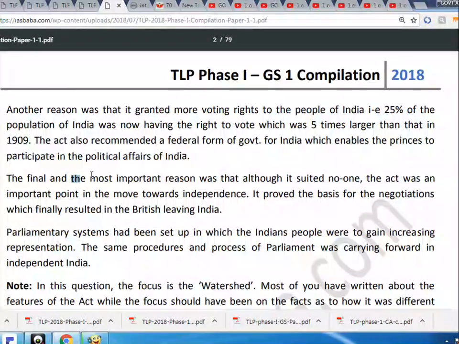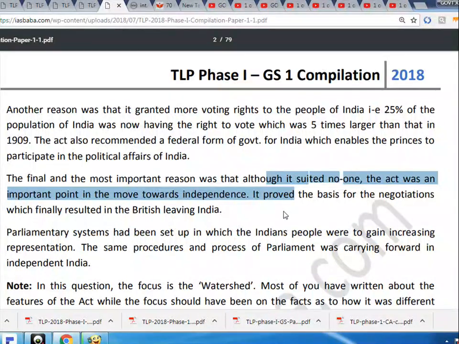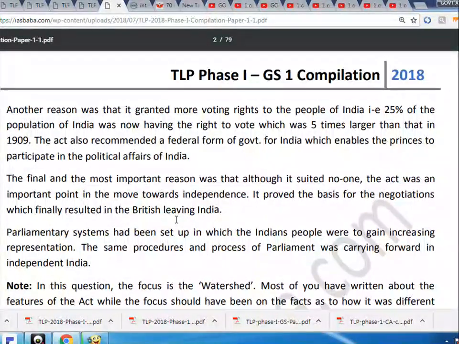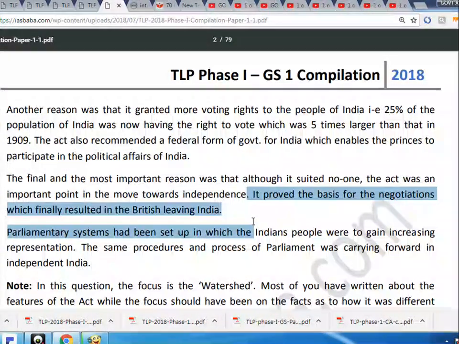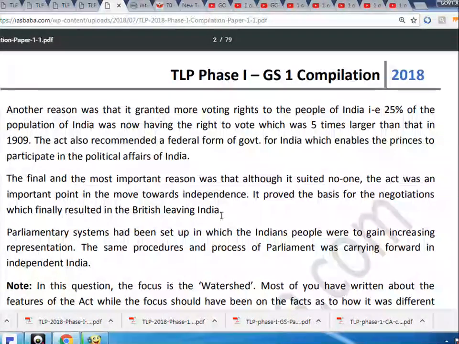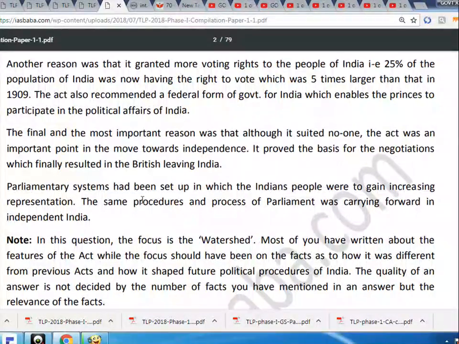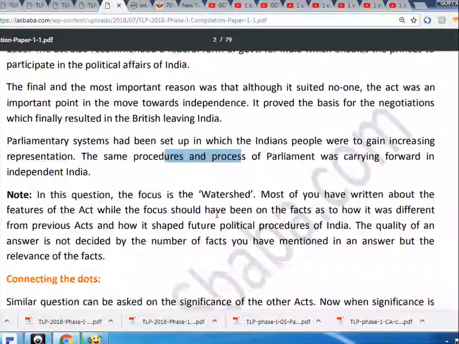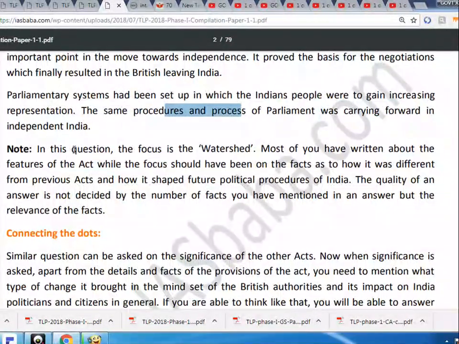The final and the most important reason was that although it suited no one, the Act was an important point in the move toward independence. It proved the basis for the negotiations which finally resulted in the British leaving India. Parliamentary systems had been set up in which the Indian people were to gain increasing representation. The same procedures and processes of Parliament were carried forward in independent India.